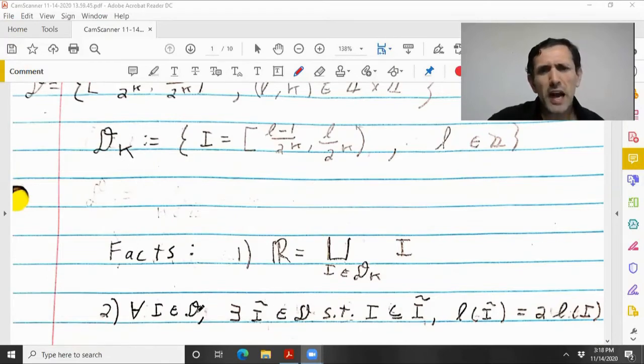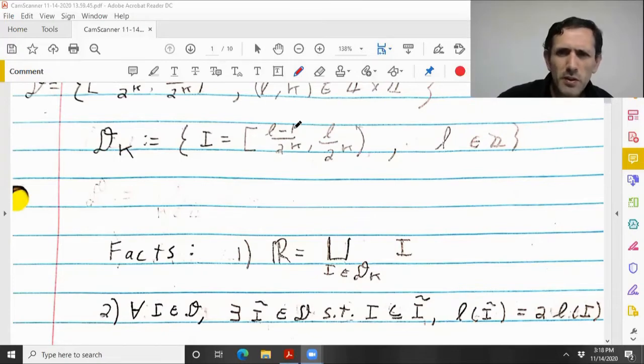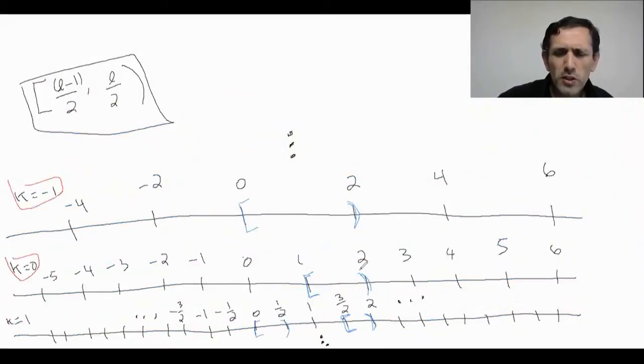For each dyadic interval I, there exists a dyadic interval containing I, called I tilde, and we call this the parent of I. The parent I tilde contains I, and the length of I tilde is 2 times the length of I. In particular, let's go back to this picture. This 0 to 2 is a parent of 1 to 2. 1 to 2 is the parent of 3/2 to 2. And you'll notice that each dyadic interval has 2 children.